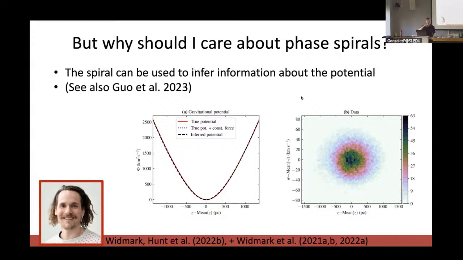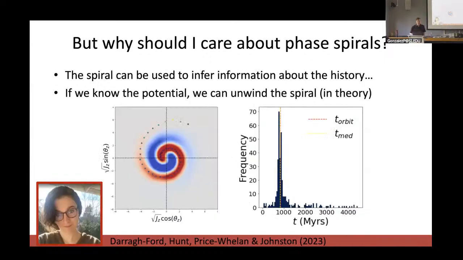But from the way that you can see these stars go around the orbital tracks, you have the relic of all this orbital motion. And then if you know the potential, you can then infer information about the perturbation.